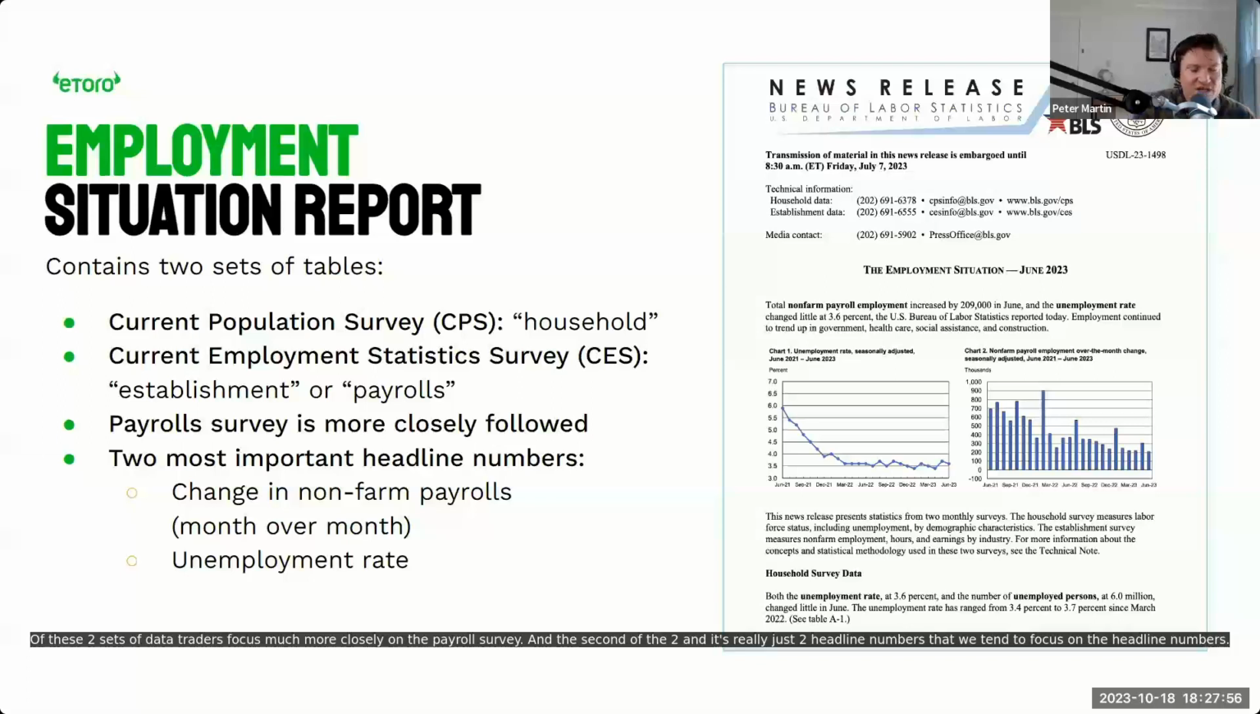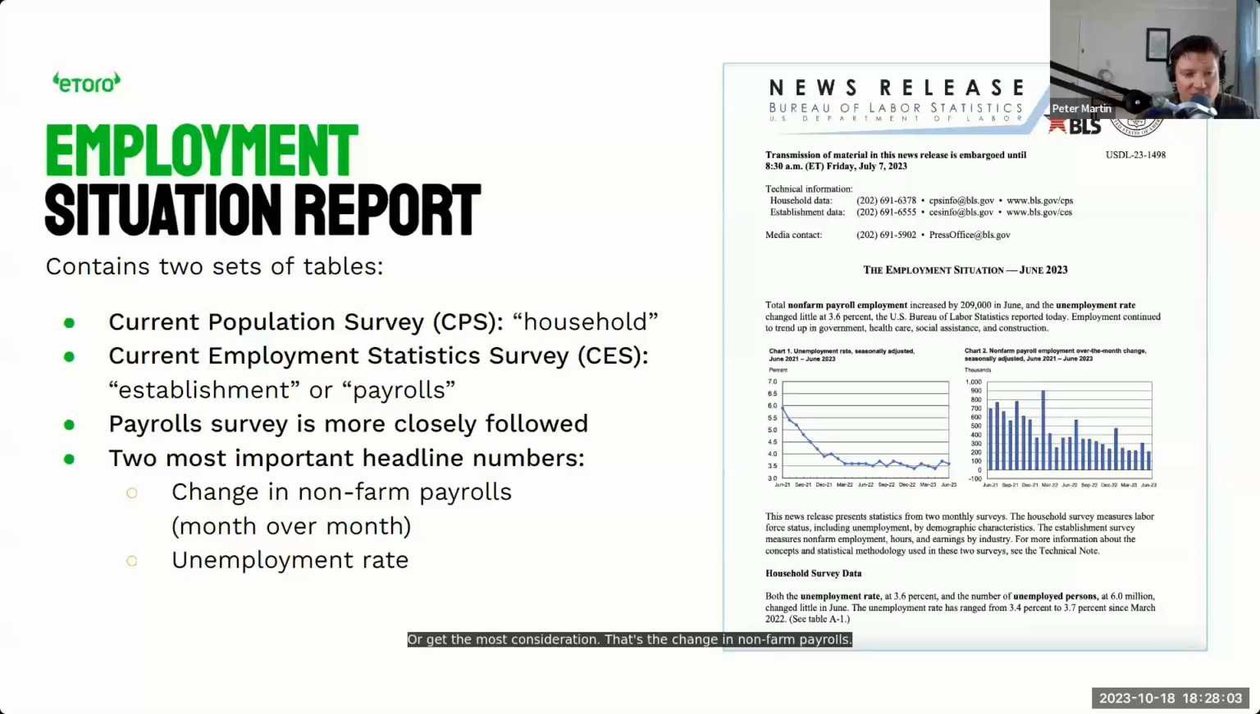And it's really just two headline numbers that we tend to focus on, the ones that get the most consideration. That's the change in non-farm payrolls. That's the one we've just been plotting, where we were showing how it correlates with GDP. So that's month over month. And we also get the unemployment rate.